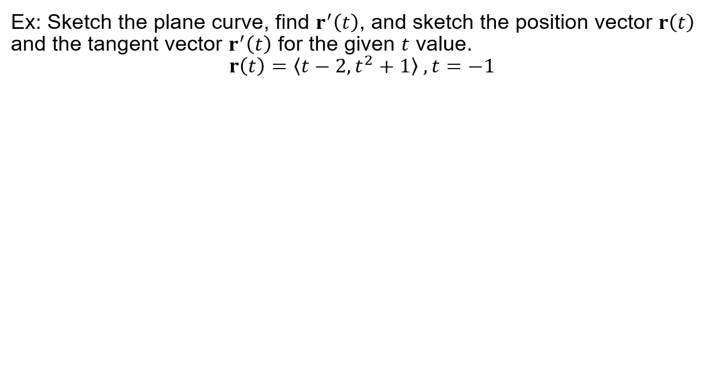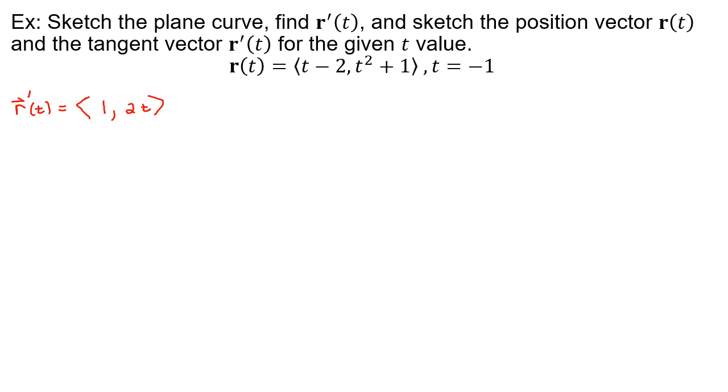Well, let's find the derivative first. So r prime of t, these are just power rules. t minus 2, the derivative of t is 1. And then the t squared plus 1, the derivative will be just 2t. And so that's our derivative of our vector function.